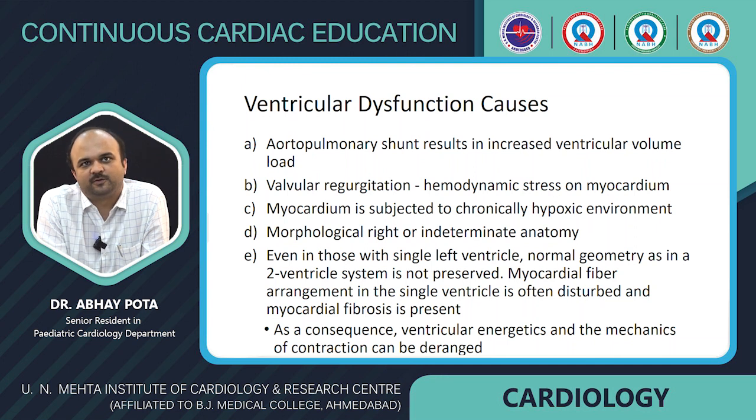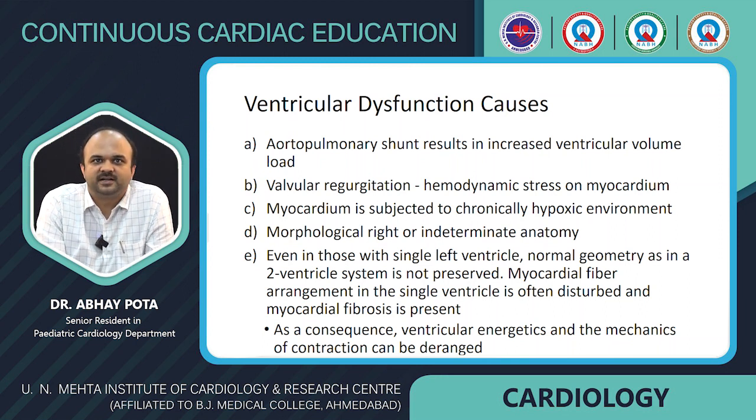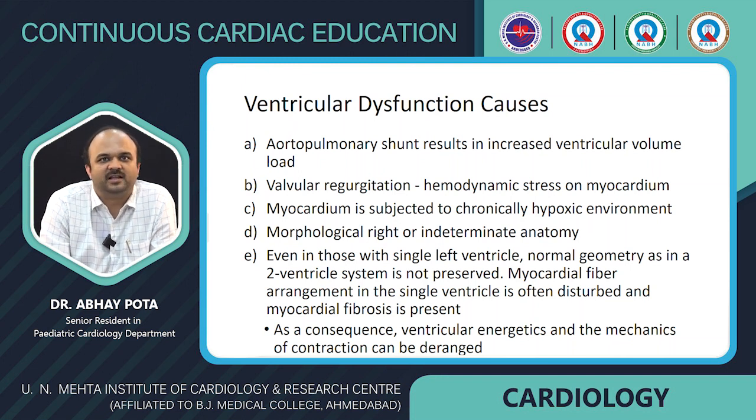What are some of the causes of ventricular dysfunction? Aortopulmonary shunts like BT shunt result in increased ventricular volume load. Valvular regurgitation causes hemodynamic stress on myocardium. Myocardium is subjected to a chronically hypoxic environment. Morphological RV or indeterminate anatomy. Even in those with single left ventricle, normal geometry as in a two ventricle system is not preserved. Myocardial fiber arrangement in the single ventricle is often disturbed and myocardial fibrosis is present. As a consequence, ventricular energetics and the mechanics of contraction can be deranged.